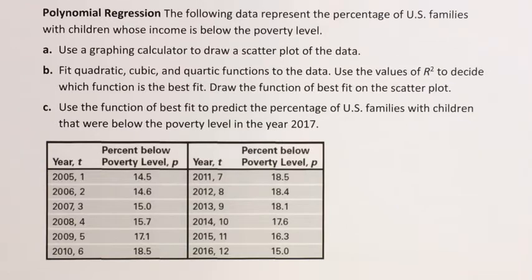Use the values of r squared to decide which function is the best fit. Draw the function of best fit on the scatter plot. And then C, use the function of best fit to predict the percentage of U.S. families with children that were below the poverty level in the year 2017.